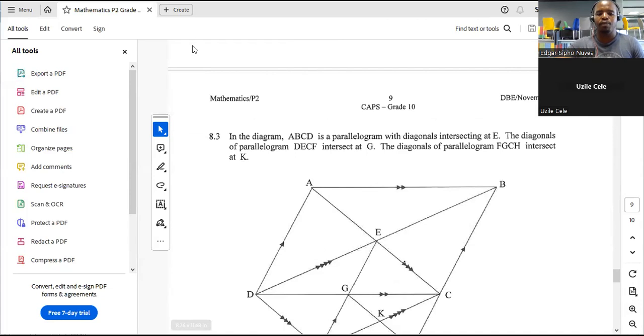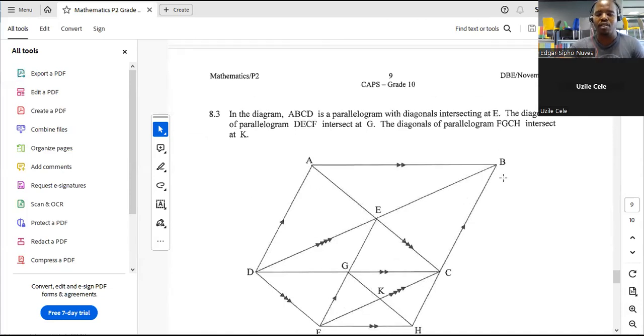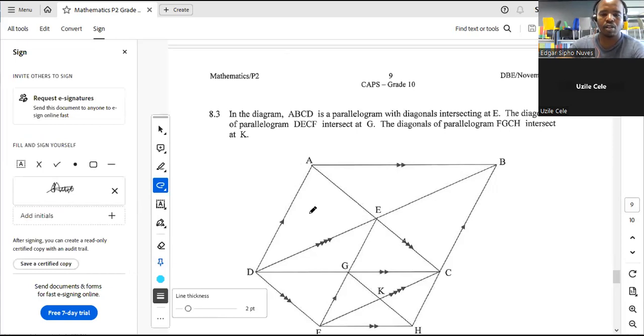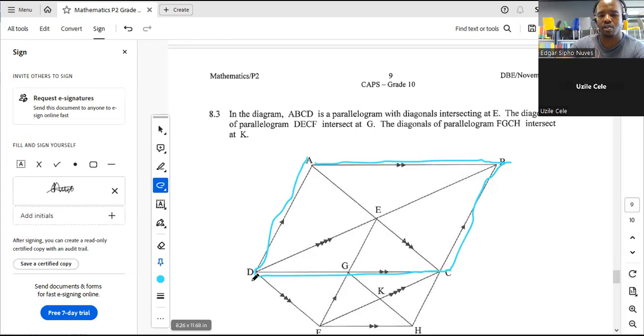So, let's go through 8.3. In the diagram, ABCD is a parallelogram with diagonals intersecting at E. Let me put my drawing tools here. So parallelogram ABCD is this one. Then the diagonals are DB and AC, and they intersect. Intersect means they meet or cut at point E. Do you understand that? Yes.